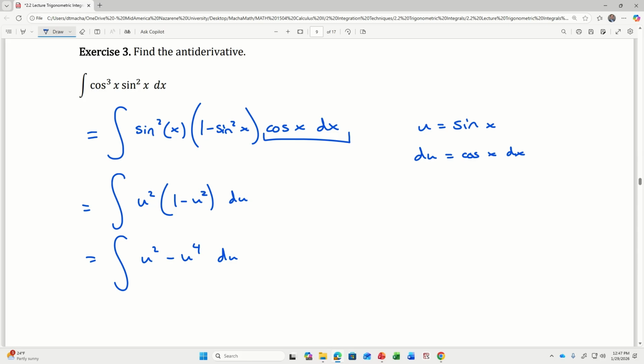And you guys know the antiderivative power rule. And you can reverse that substitution and put the sines back in. So you'll get like 1/3 sine cubed x minus 1/5 sine to the 5th x plus c. But it's the same idea, you just swap the role of sine and cosine.